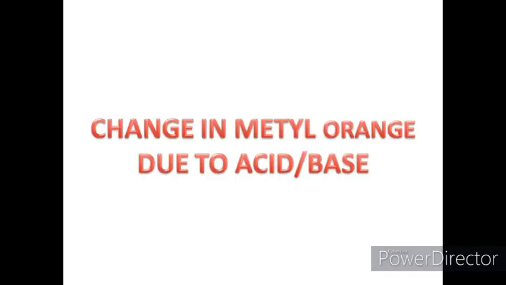Now the litmus paper was the natural indicator. Now let's talk about some synthetic indicators. The first synthetic indicator is methyl orange. Now let's see how methyl orange changes its color when it is put in acid, base or salt. In acid, the color of methyl orange is red, in base its color is yellow, and in neutral solution the color of methyl orange is orange. It means it does not change its color in neutral solution.